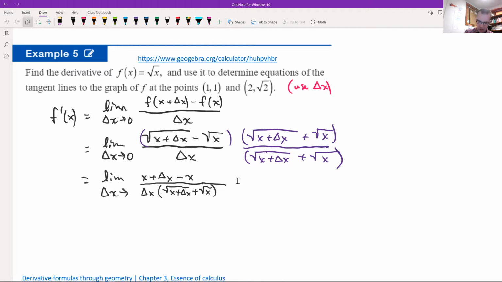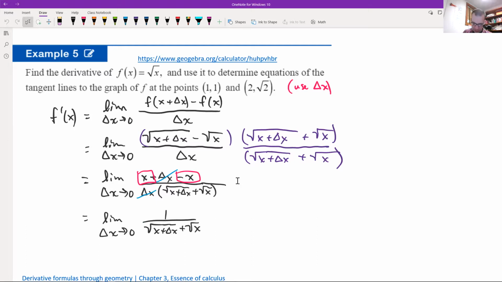But what does this mean? Well, x and minus x are going to cancel. Then all we'll have left is delta x on top. So the delta x on bottom and the delta x on top will be able to cancel. And what we'll be left with is the limit as delta x goes to 0 of 1 over the square root of x plus delta x plus the square root of x.